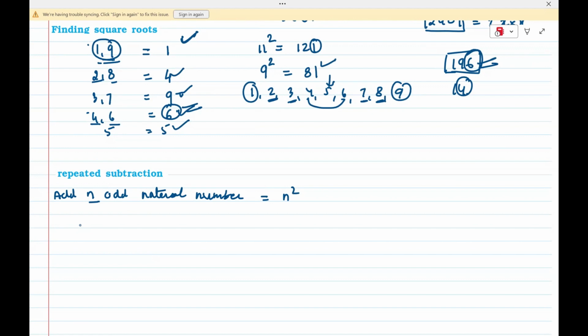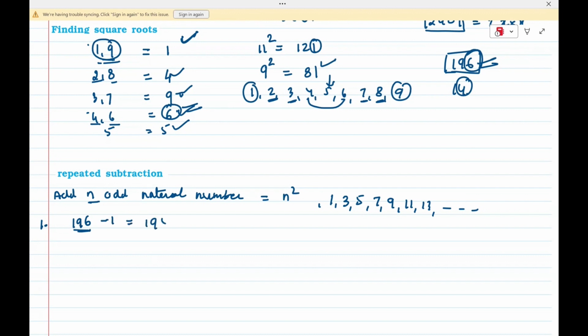How? Take the example of 196. Why am I taking 196 every time? Because you should understand what is going on here. If I take the same number, you will see the difference in different methods. Now, odd natural numbers start from where? It is 1, then 3, 5, 7, 9, 11, 13, and so on.